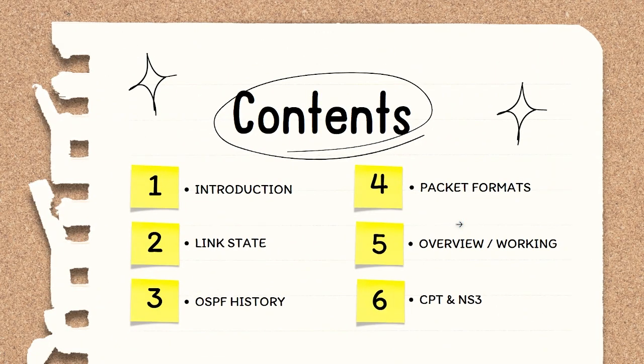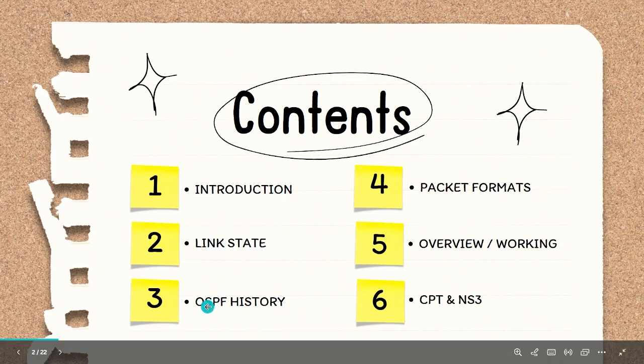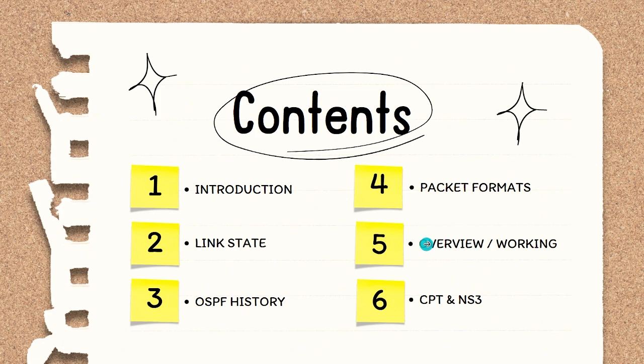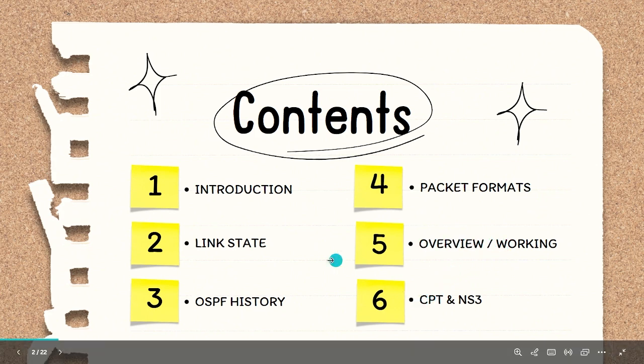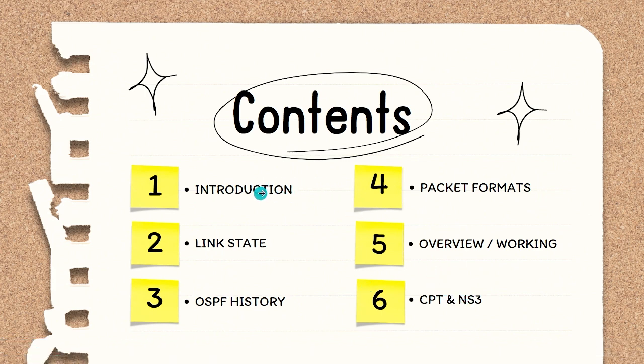So the overall OSPF series will contain this content. First we are going to see an introduction, and then we are going to explore link state, a little bit of OSPF history, the packet formats which are there for OSPF, then the overview or the working of OSPF, followed by the demo of OSPF configuration inside CPT, Cisco Packet Tracer, and we are also going to see how we can simulate OSPF inside NS3. So without wasting much time, let's get started with the introduction part.